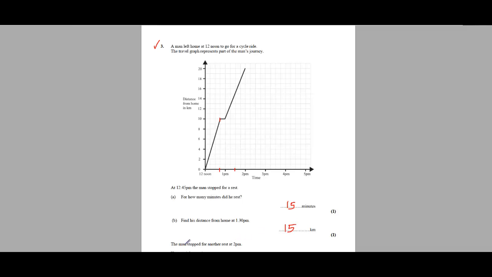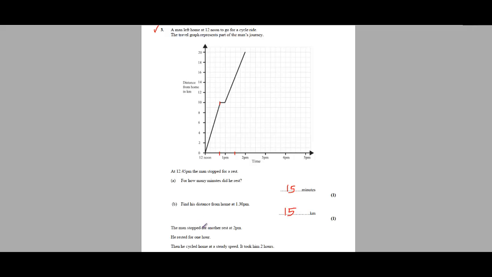The man stopped for another rest at 2 p.m. This is 2 p.m. And he stopped over here. How much time? He rested for 1 hour. So 2 to 3. He rested from 2 p.m. up till 3 p.m. So over here.